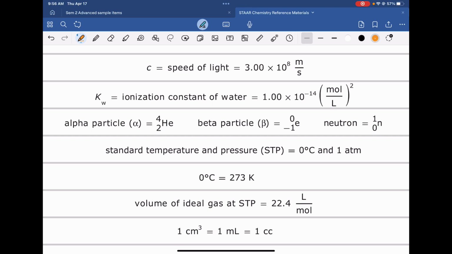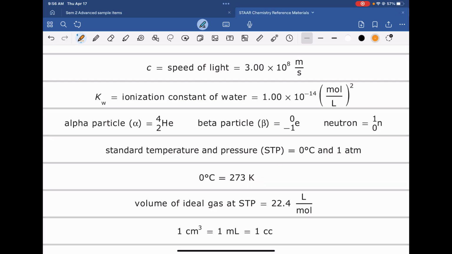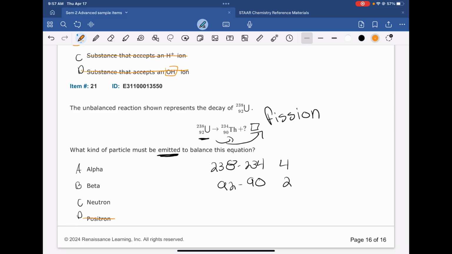So we already decided that our numbers have to be 4 over 2, our mass and our atomic number. If we look at our particles, the alpha particle is the only particle that has 4 over 2, which will solve this equation. So the answer is going to be A, alpha.